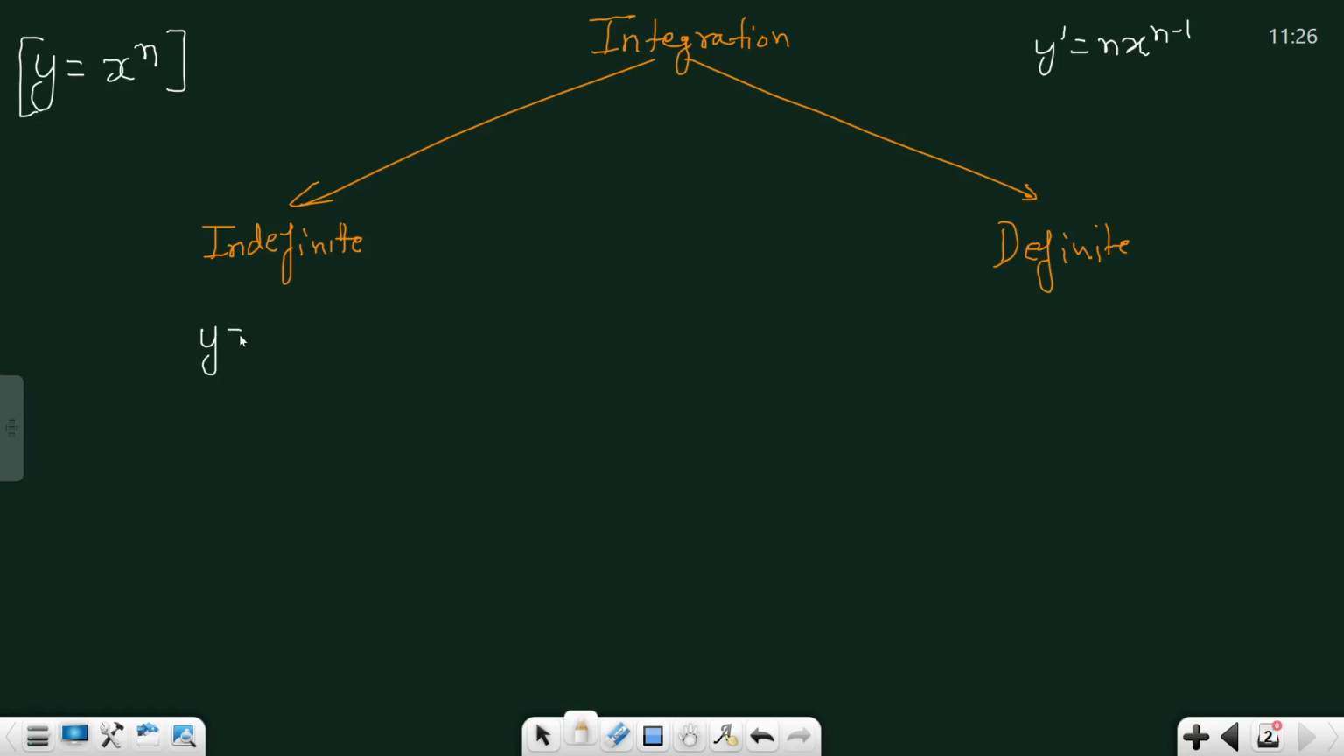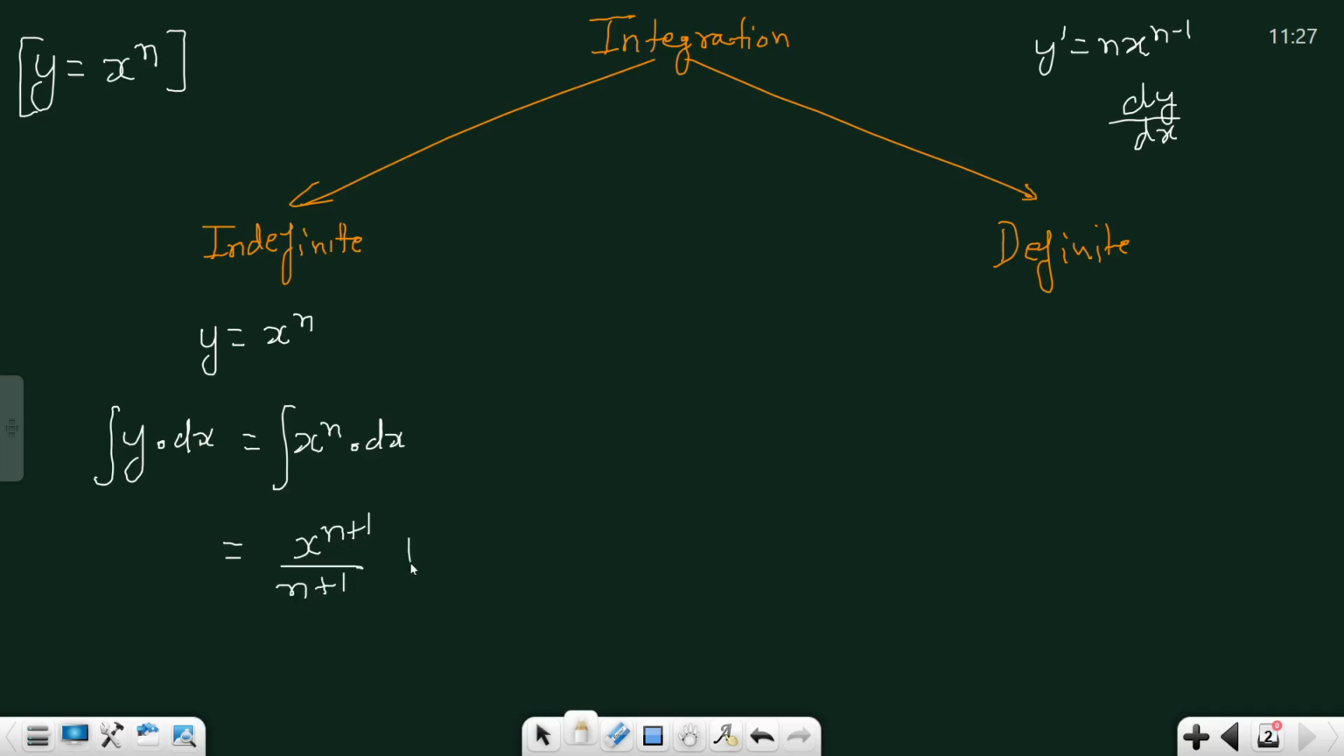So if you have y is equal to x to the power n, then y dot dx, the dx will get multiplied upward. In dy by dx, dy is on top and dx is below, and here dx will get multiplied on the numerator side. Okay, this is the sign of integration. So when you integrate x to the power n with dx, you will raise the power by 1 and divide by the complete power, and plus c is a constant.